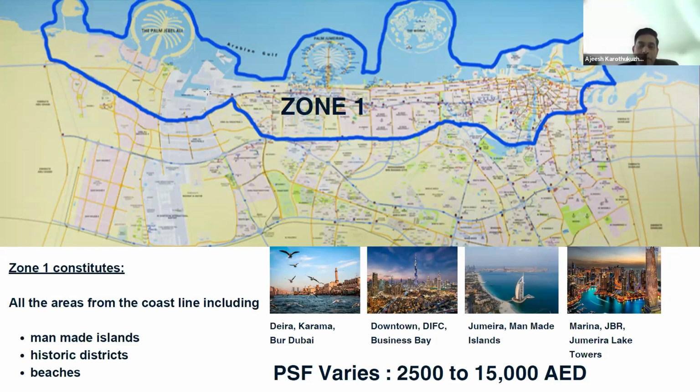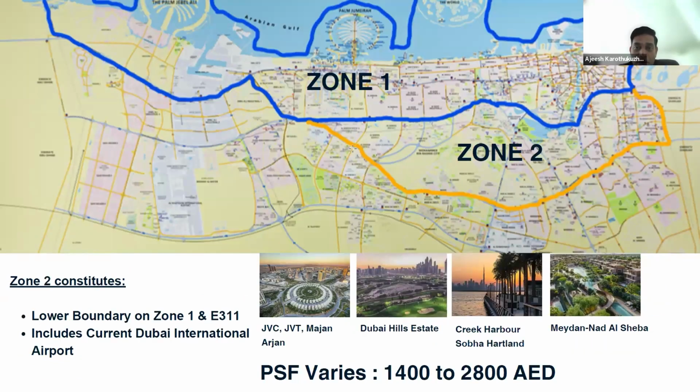So next we are going to zone 2. Zone 2 is the areas under the Al Khail Road and the Sheikh Mohammed bin Zayed Road. So this road is called Sheikh Mohammed bin Zayed Road, which is under the zone 1. So zone 2 constitutes major areas of JVC, JVT, Dubai Creek Harbor, Dubai Hills Estate, and all these areas.